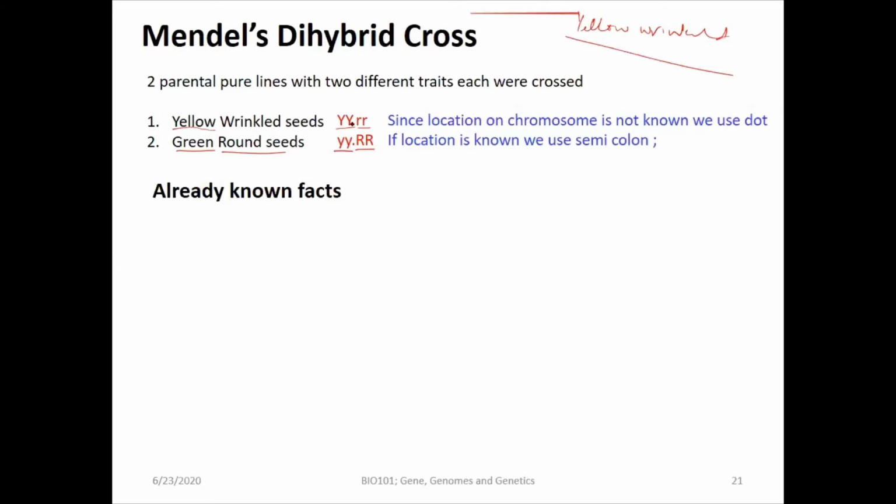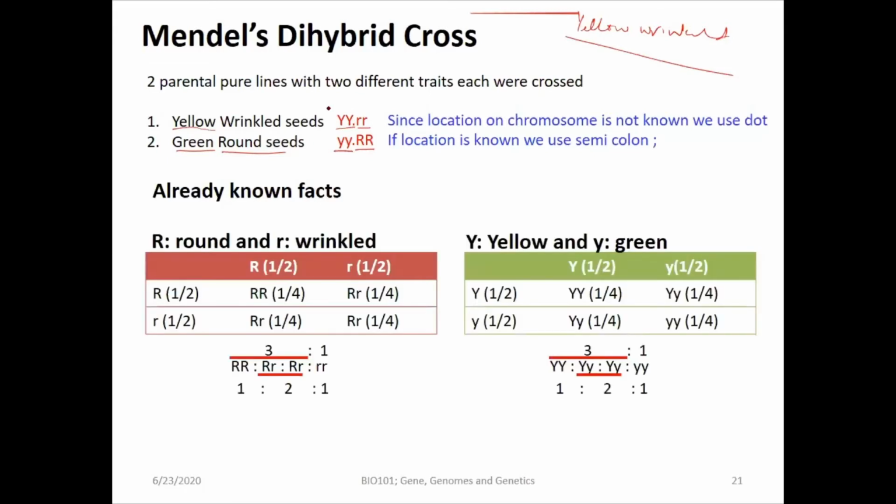So, based on the monohybrid cross, what are the facts we already know? I already explained, round is dominant, so you have a 3:1 F2 ratio, and the same is the case for yellow versus green, a 3:1 ratio. And there was a genotypic ratio of 1:2:1 for round versus wrinkled, and a 1:2:1 genotypic ratio for yellow versus green in the F2.